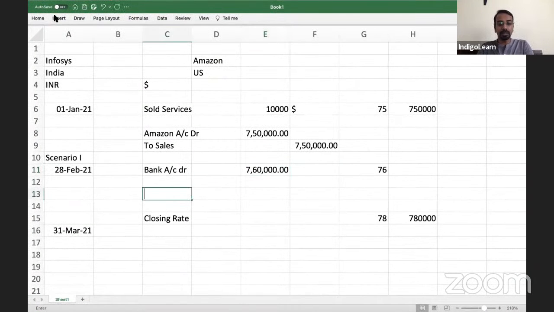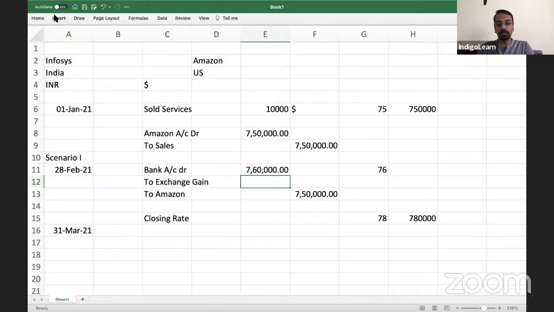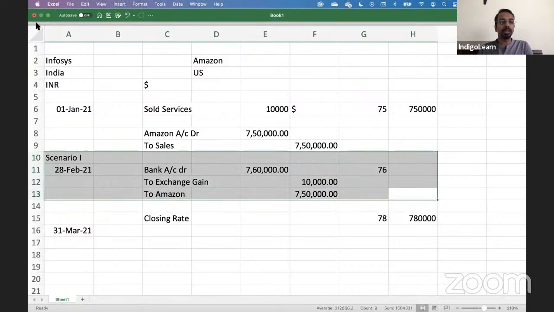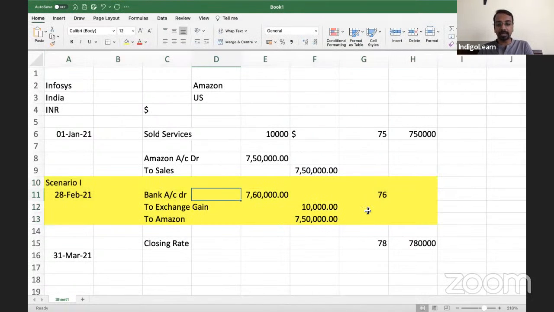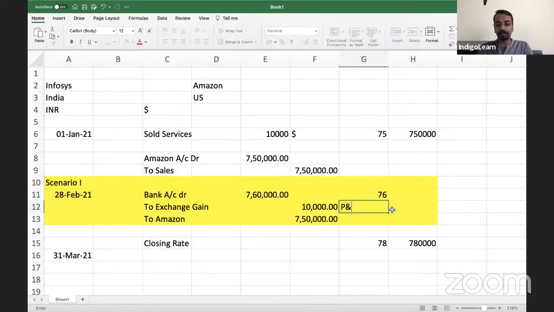Okay. Then to Amazon account. Amazon, the balance is 7,50,000 only. It is not increased. The difference will be gain to exchange gain. What is the exchange gain? 760 minus 750. Exchange gain means basically foreign exchange gain. This is the gain that you will recognize. This is the first scenario. If the transaction is settled, any gain or loss arising, this will be taken to P&L.